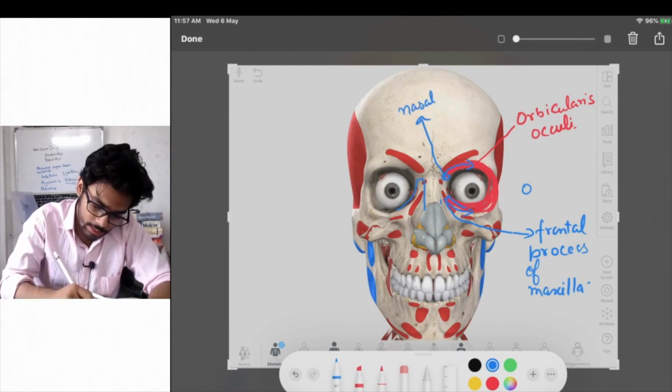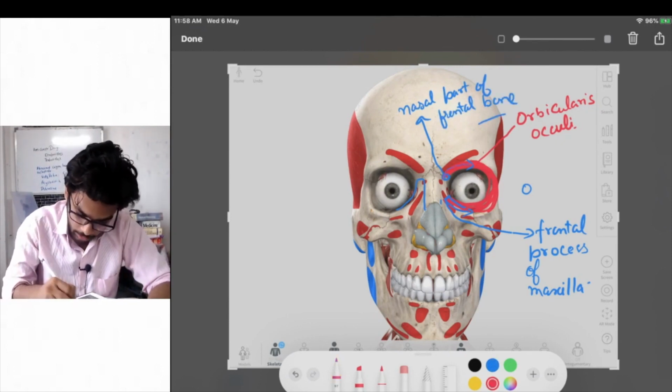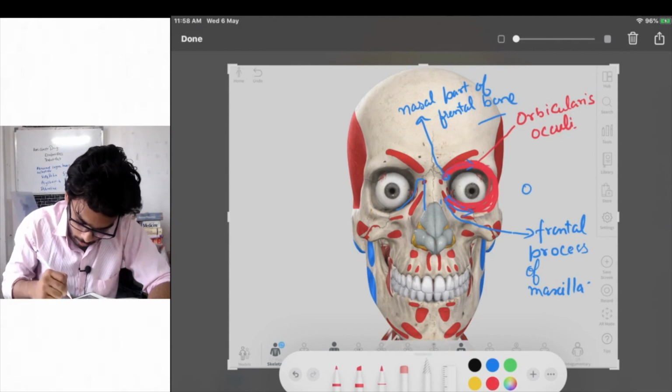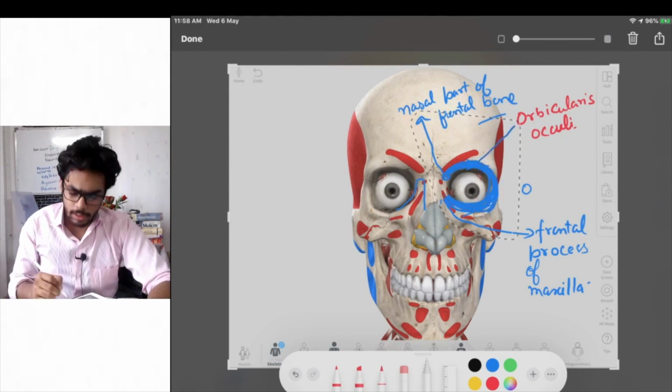What is the nasal part of the frontal bone? Can you see how it is originating from here also and from here also, and it is surrounding this structure? Can you see this structure? And what is its function?